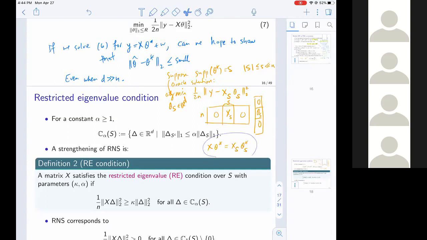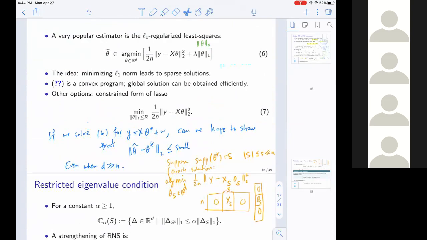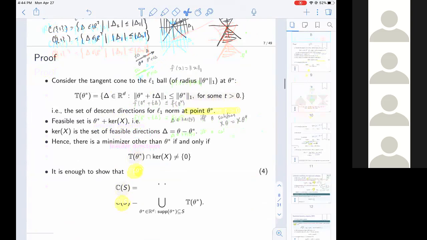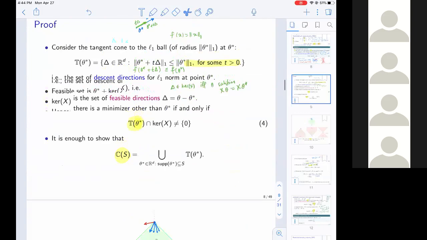Right, so other questions? We're almost out of time, so let me just mention this and then come back next time. In order to do this, you're going to upgrade this null space property that we had. This was successful, but it is for the noiseless case. We need to strengthen this property, and once we have that, then we can show what we care about.